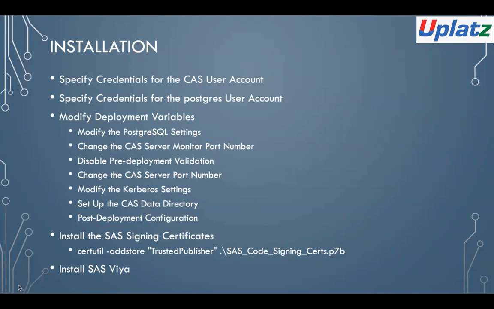Then moving on to the next one, specify credentials for the Postgres user account. Again, using the deployment scripts, save these credentials for the Postgres user account, and this user will enable the SAS infrastructure data server, which runs on PostgreSQL. So we need to make sure this account is available and created or specified before the installations.